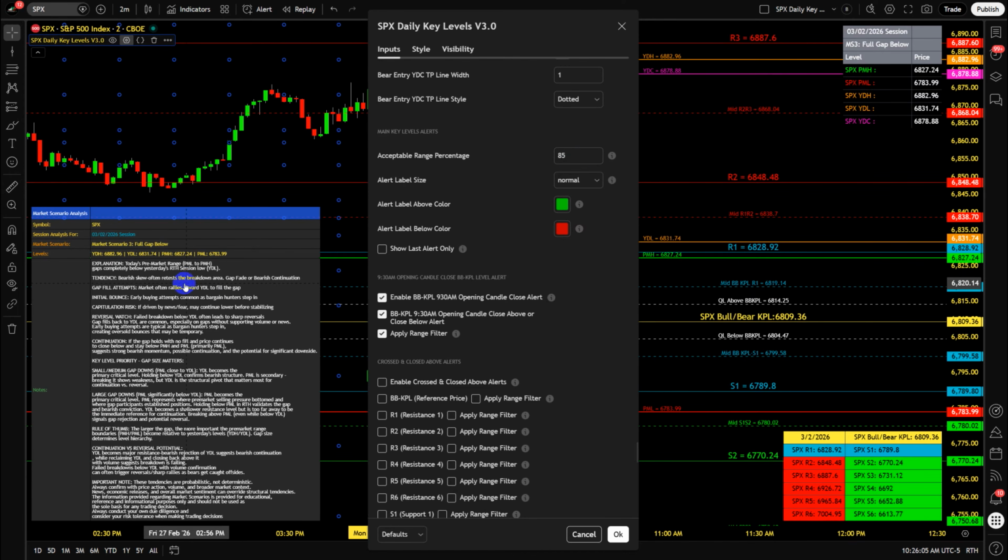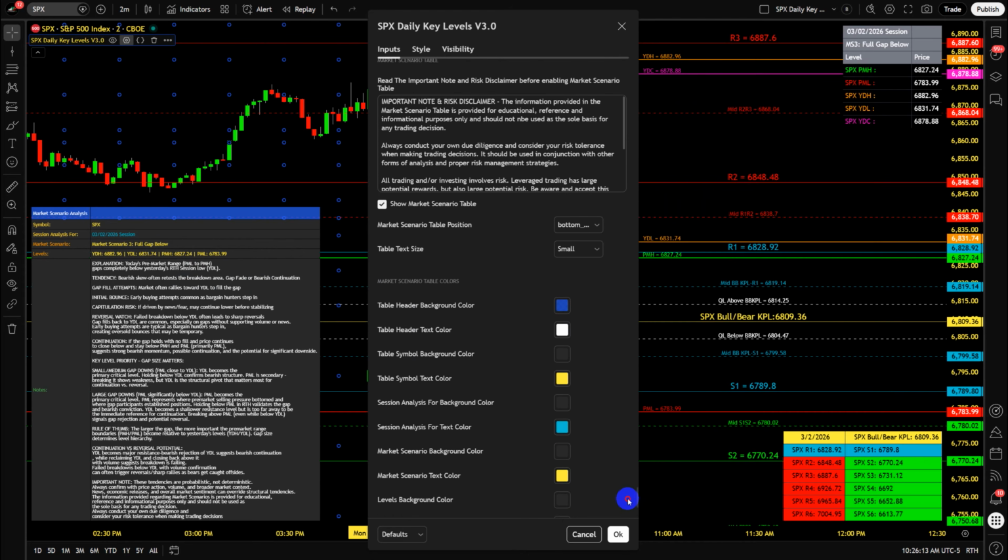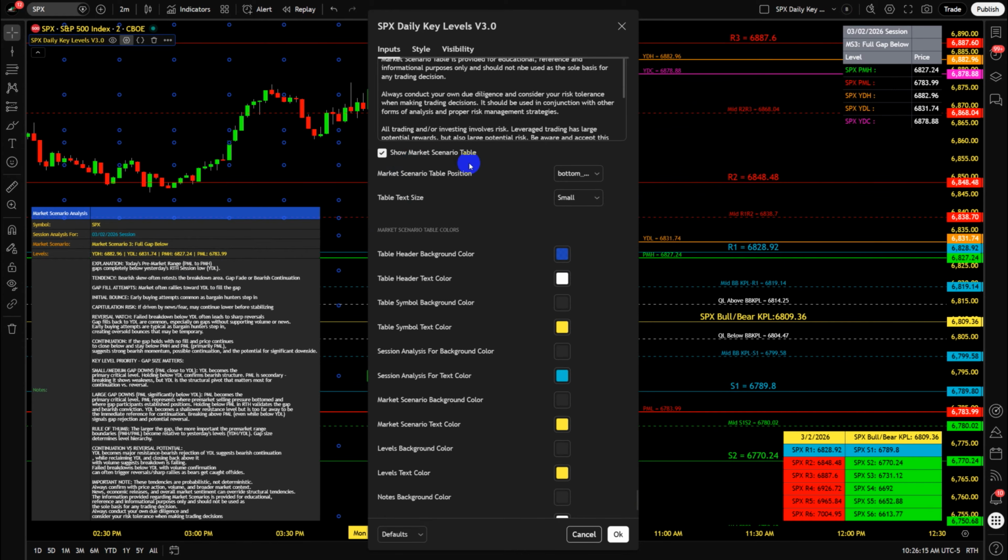Okay, so we also, as you can see here, have the market scenario analysis table turned on. That is an optional table. So you would go down here, show market scenario table. This is displayed at the 9:30 a.m. open on the first tick of the open. You can adjust the size of this table as well as the position of the table. You don't have to show the table by default. It is turned off. However, we have it turned on here just for display.